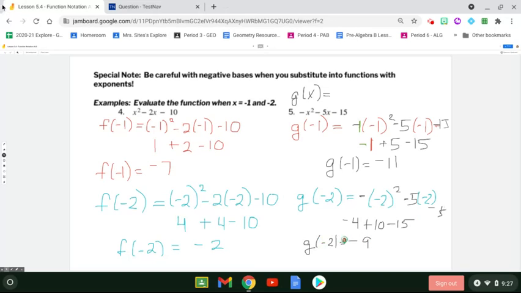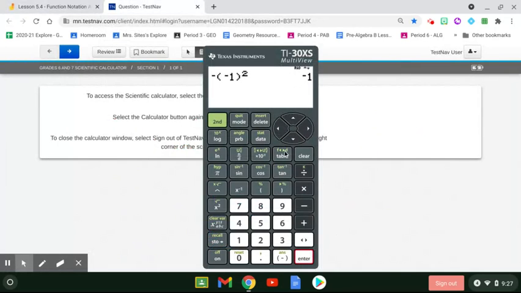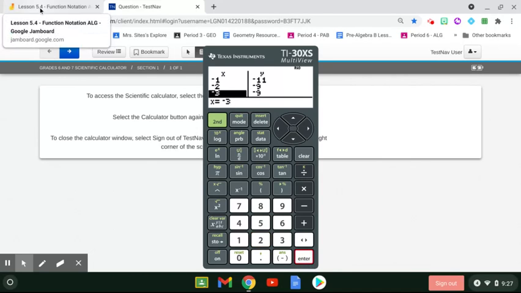Again, we can use that table feature to help us. On the table button, clear out what was in there. We're going to type in -x² minus 5x minus 15. Hit enter. Then we're going to type in -1. We should get -11. Then -2, hit enter. We should get -9. It's a really useful tool to help you.